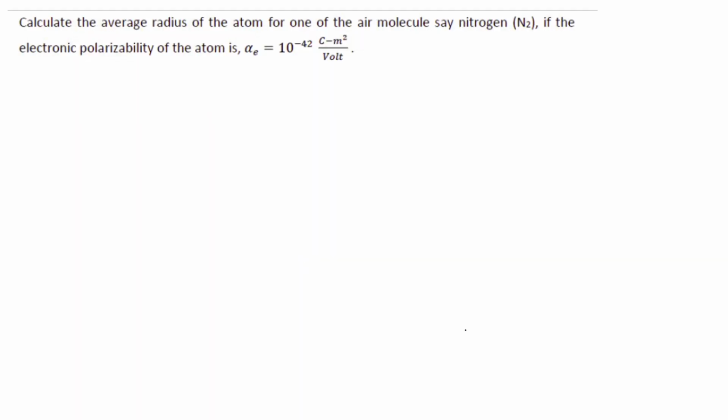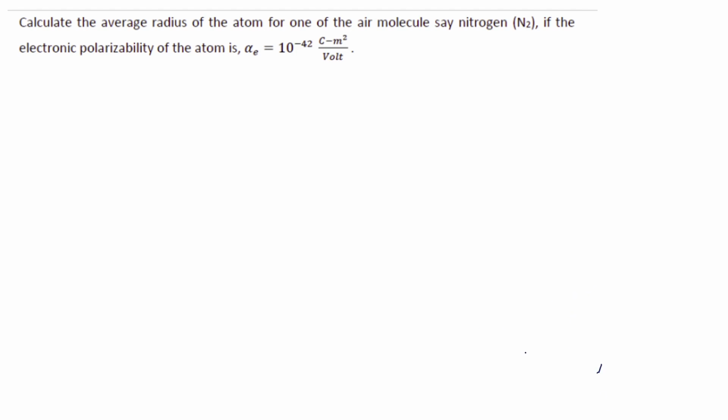Now let us go to the next problem. Calculate the average radius of an atom of one of the air molecules, say nitrogen, if the electronic polarizability of the atom alpha is equal to 10 to the power minus 42 coulomb meter per volt. How to find it?